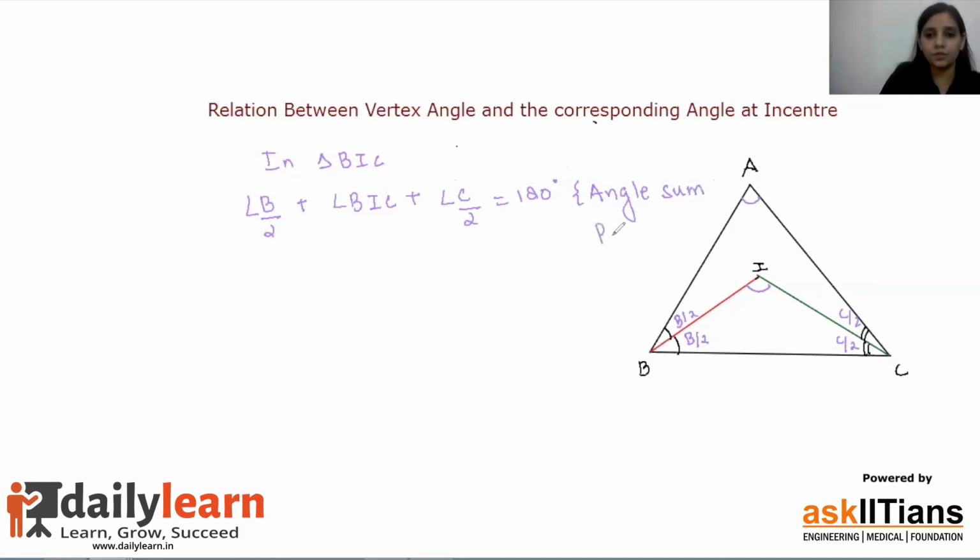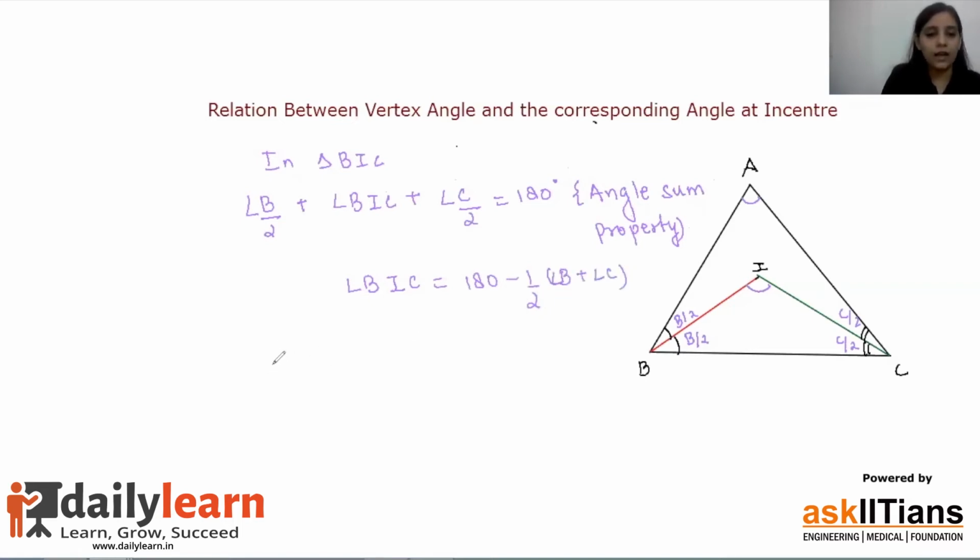Angle sum property of triangle. Okay, so from here I see that angle BIC is equal to what? 180 degrees minus half of (angle B plus angle C).